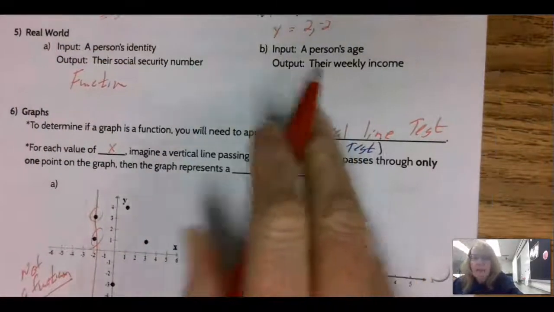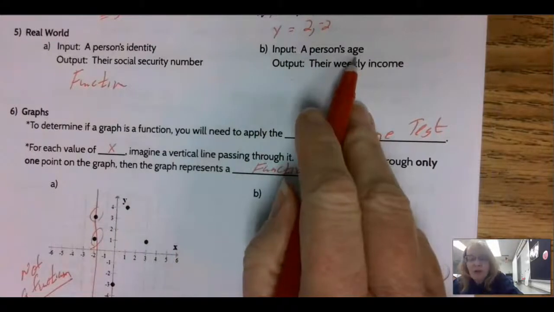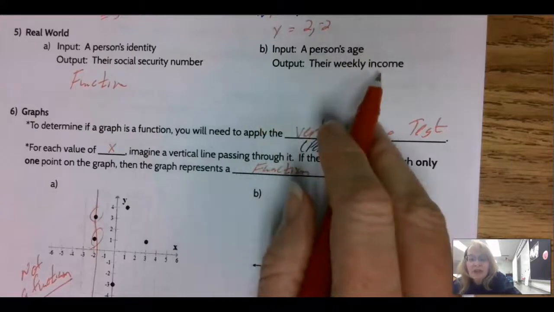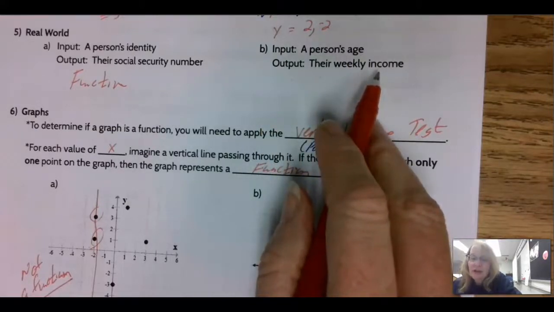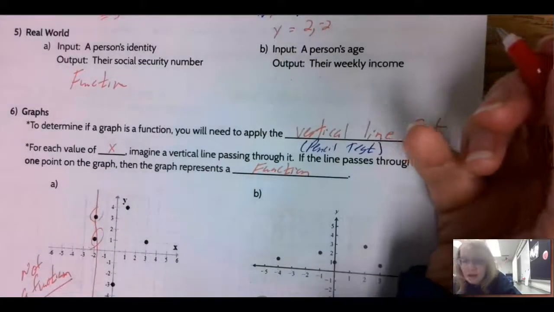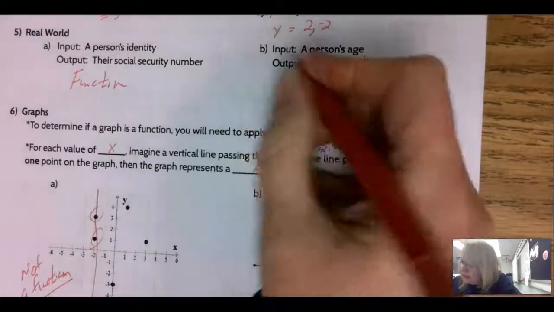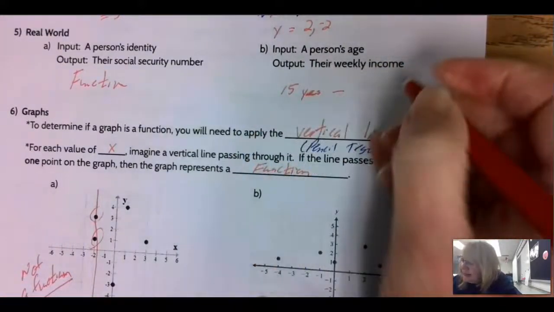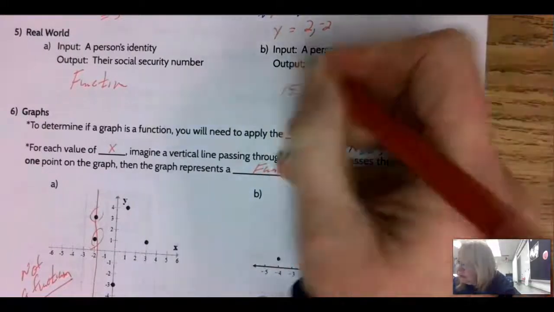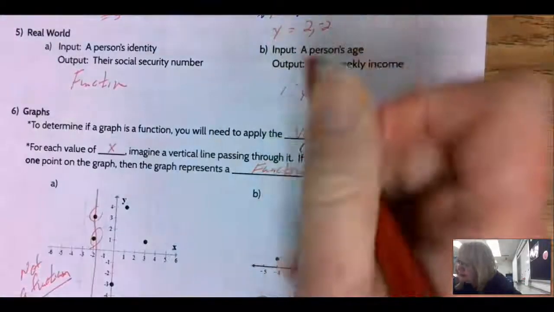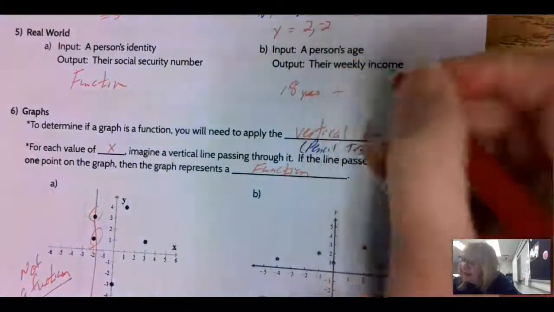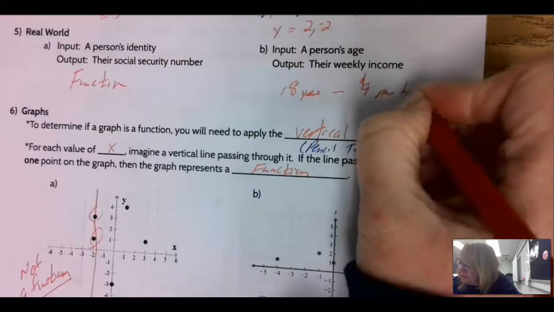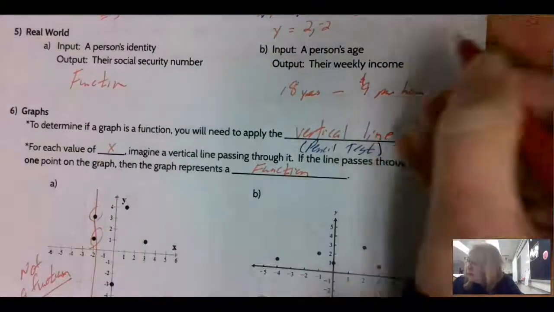Okay, this one, a person's age. So when I put in a person's age, well, a person's age changes. It keeps on going up. Their weekly income will also change. Okay, and I could be 15 years old, and I am working at Hy-Vee. Oh, wait, you're supposed to be at least, let's go 17. Or 18, that's even better. 18 years old, I'm working at Hy-Vee, and I get $9 per hour.